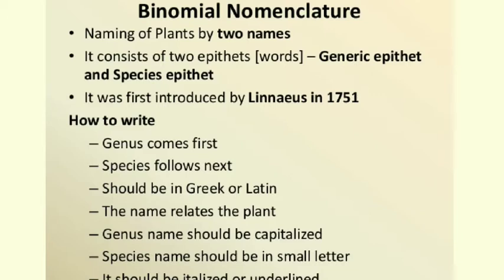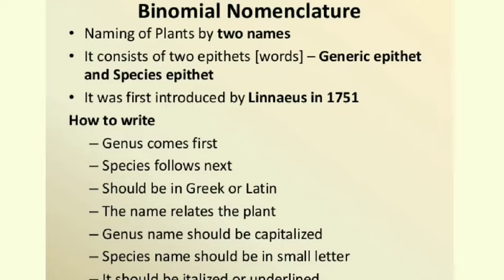It consists of two epithets, the generic epithet and the specific epithet. First one is genus, second one is species, and it was first introduced by Carolus Linnaeus in 1751. Remember, Carolus Linnaeus, the father of taxonomy, in 1751, and he gave some principles for how to write the binomial name. Firstly, genus comes first, species follows next. The first word should be genus, the second word should be species. Okay, and it should be in Greek or Latin.